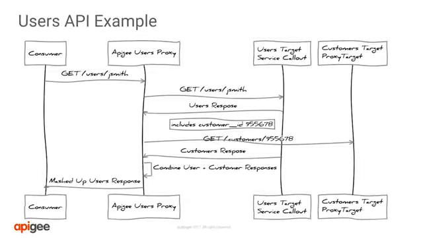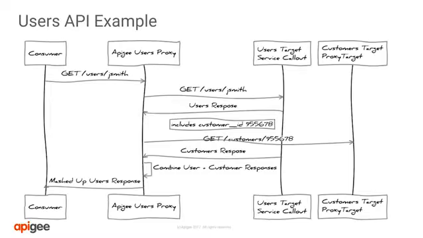In this module, we'll take a look at the service callout policy. In addition to the policy itself, we'll review a common use case, the mashup. So when do you use a service callout? I'd like to think of it as being used anytime you want to call more than one target. Let's start with an example.